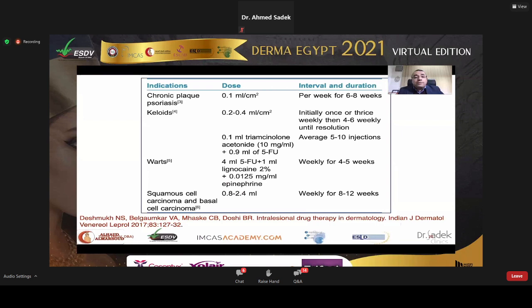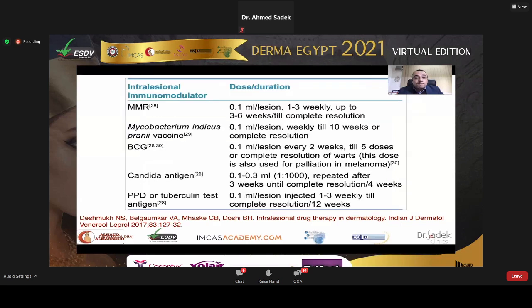Also, we can use the 5-FU in cases of psoriasis, in cases of keloids mixed with triamcinolone acetonide, in cases of warts, especially periungual and plantar ones, and in some cases of BCC and squamous cell carcinomas as well.